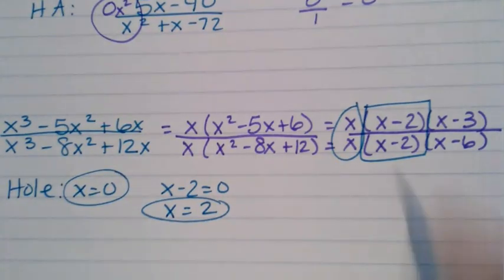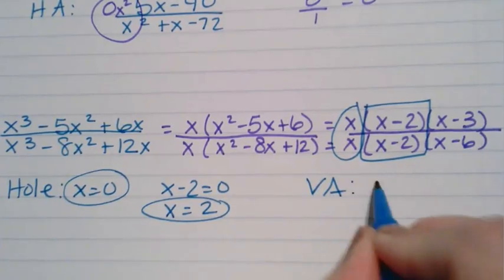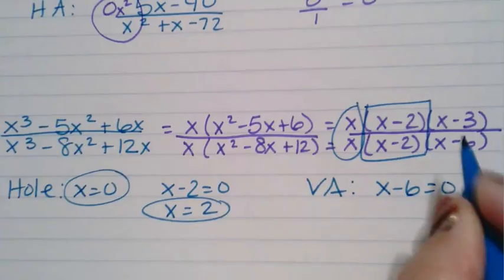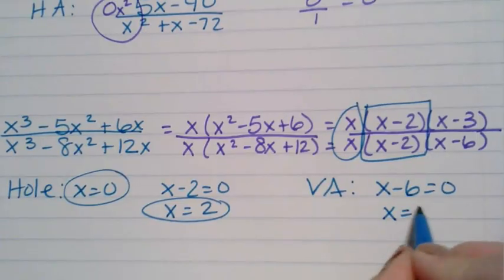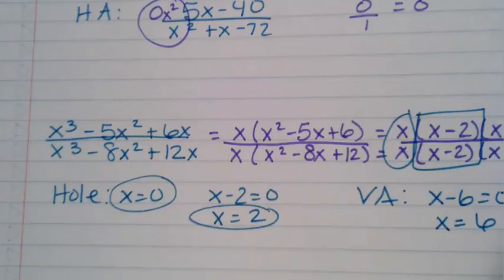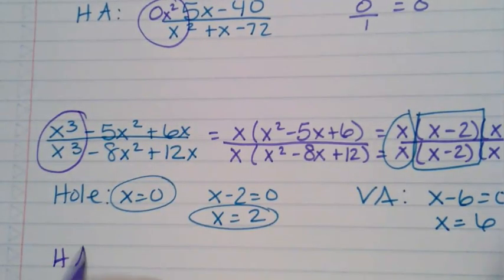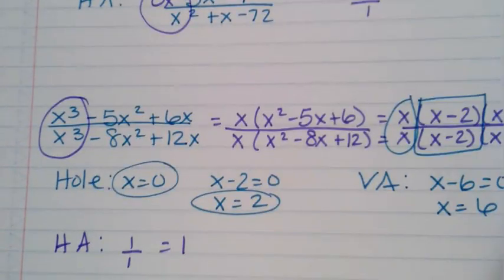Okay, your vertical, again, leftover denominator, which is just x minus 6 equal to 0. So x equals 6. Okay, now I didn't write all over this, my original. So right here I have a match. So my horizontal asymptote would be 1 divided by 1, or just 1. Okay.